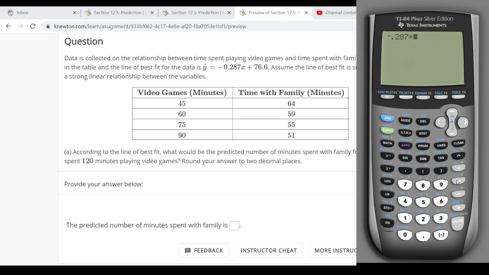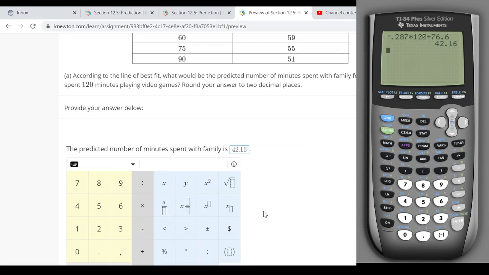times x, but x here is 120 minutes spent on the video games, and then plus 76.6. All right, so I would predict that someone who spent 120 minutes on video games would spend an average of 42.16 minutes with their family. 42.16. Okay, so that's what I'll put here.